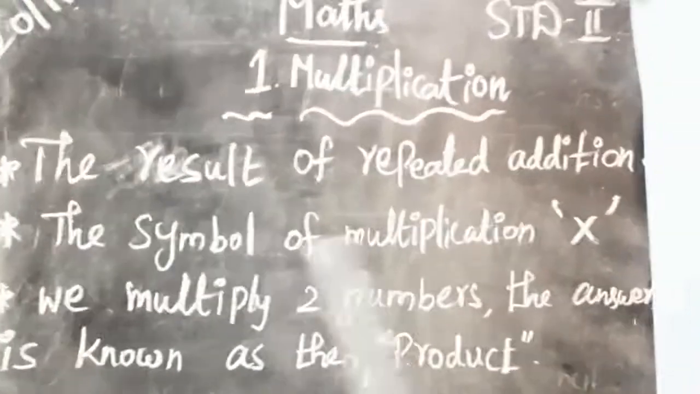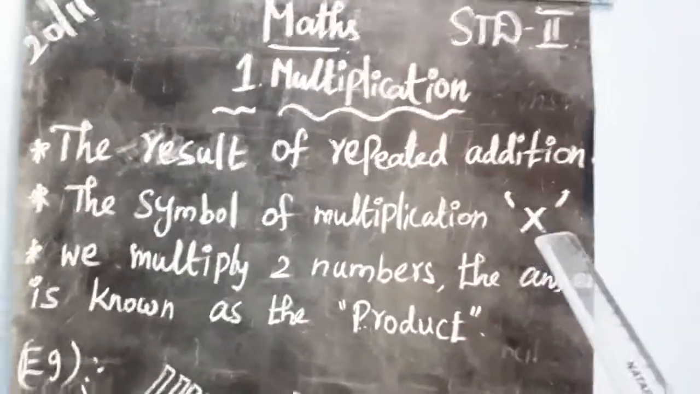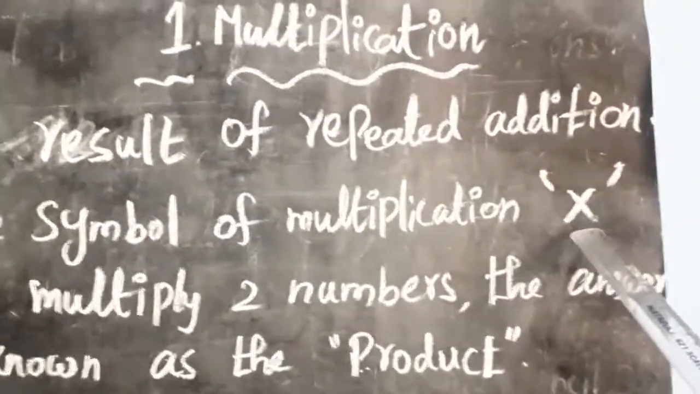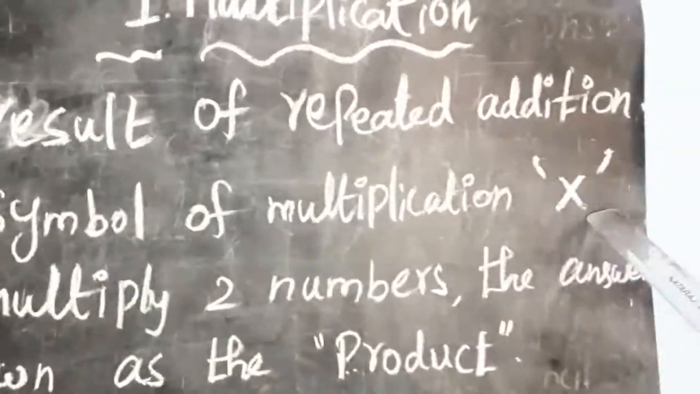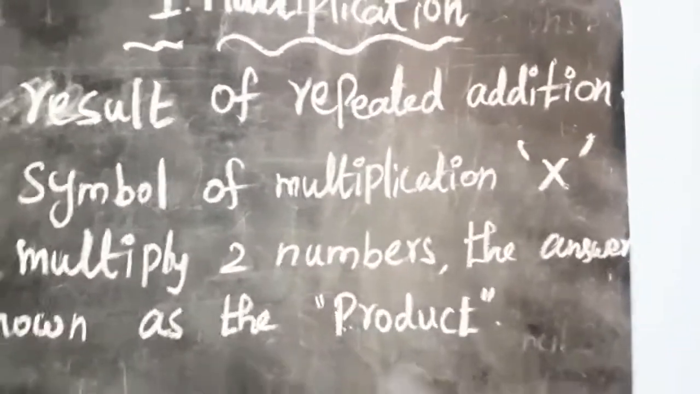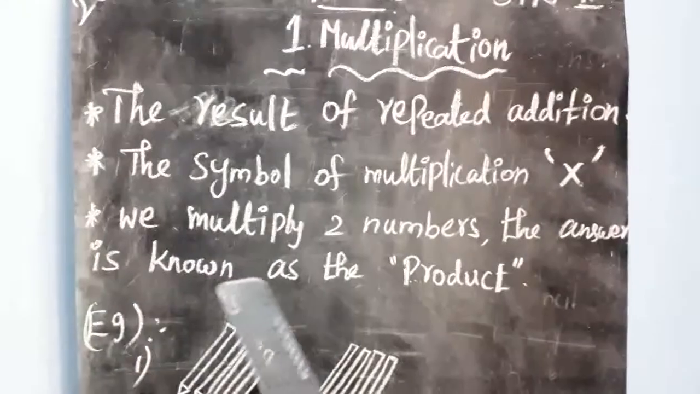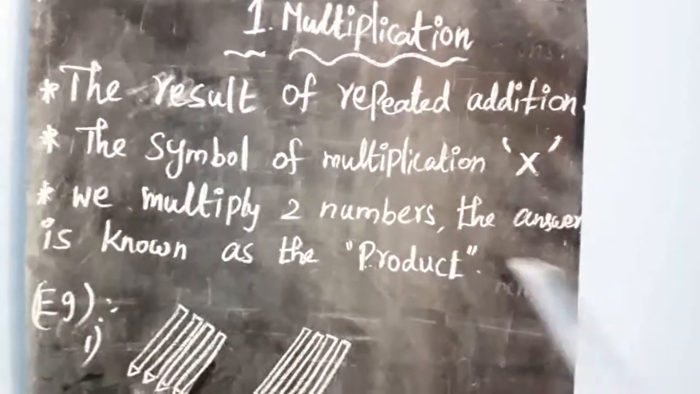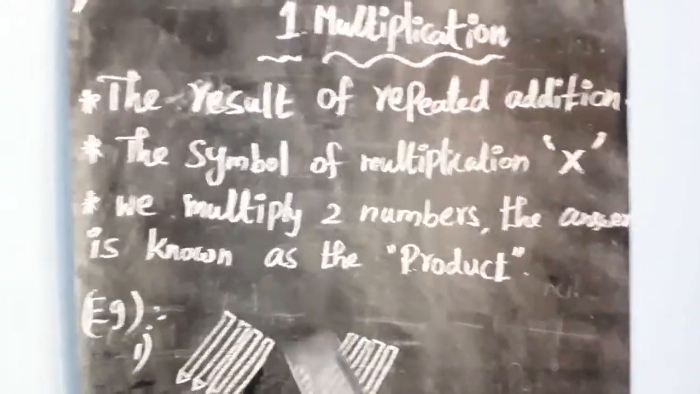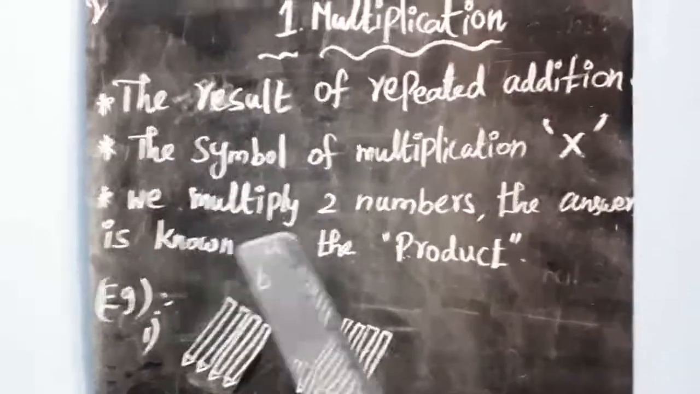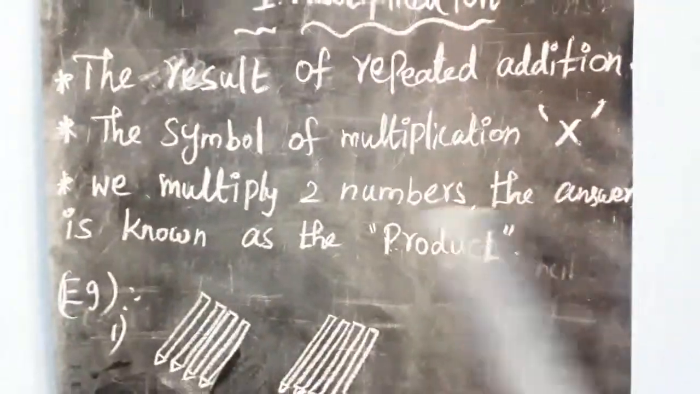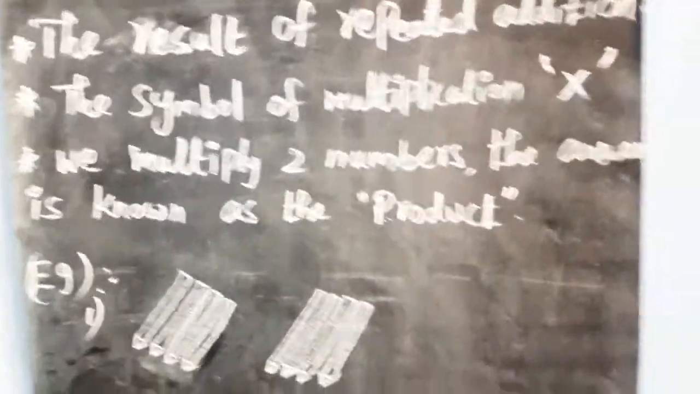Then the symbol of multiplication, into. That is the symbol of multiplication. It is called into. When we multiply two numbers, the answer is known as the product.